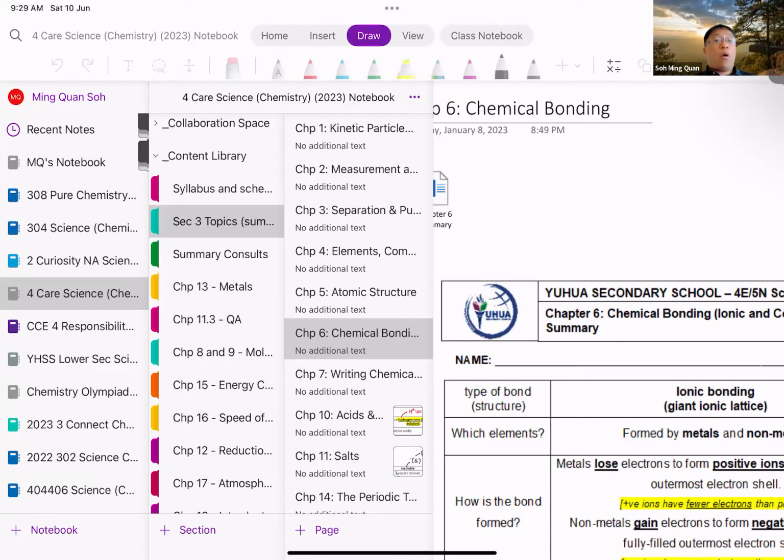This means that we have already revised Chapter 5, Atomic Structure, as well as Chapter 6, Chemical Bonding. Next week, we will be revising how to write chemical equations and also QA before we start term 3 again. Okay, thank you for attending lessons, and I hope to see you next lesson.